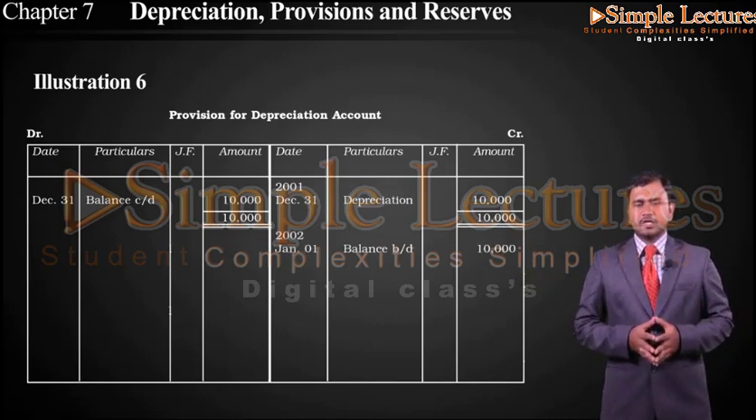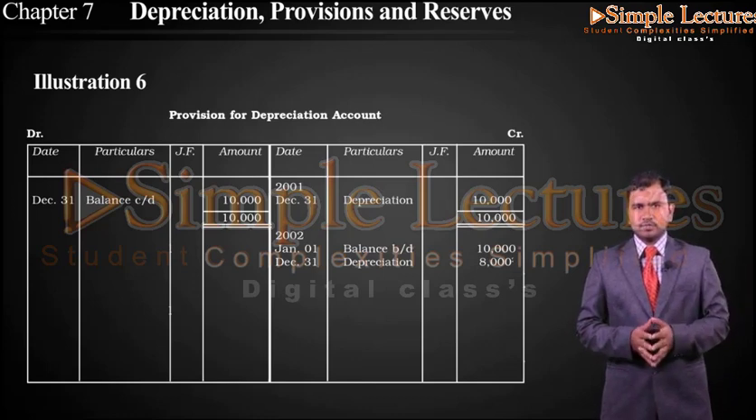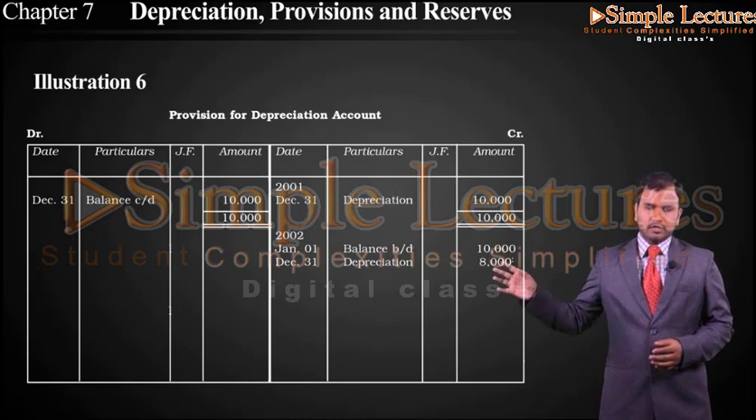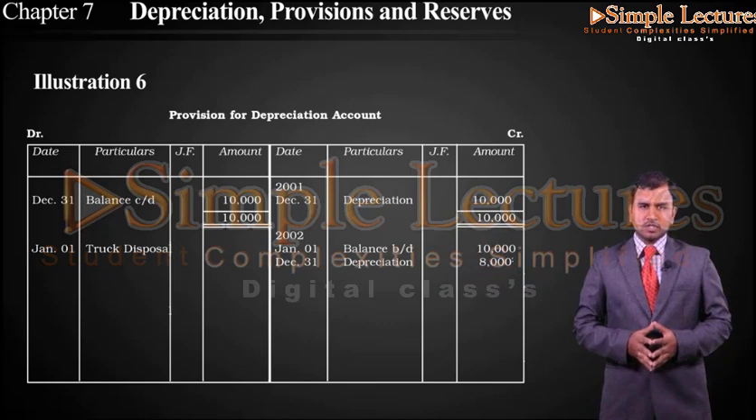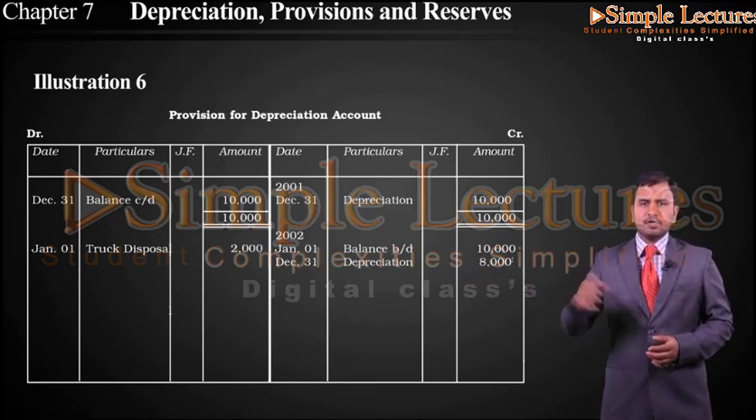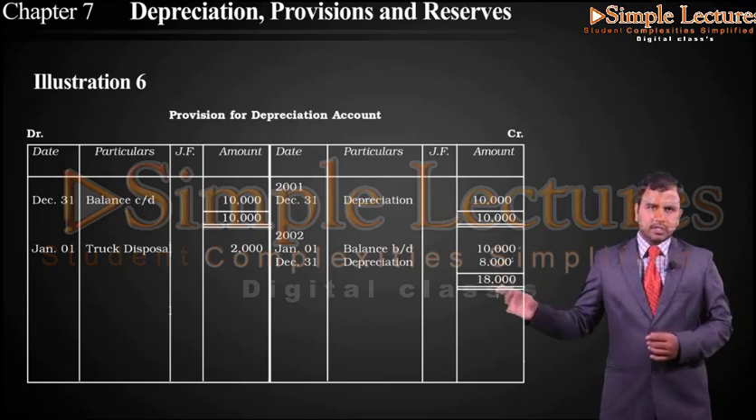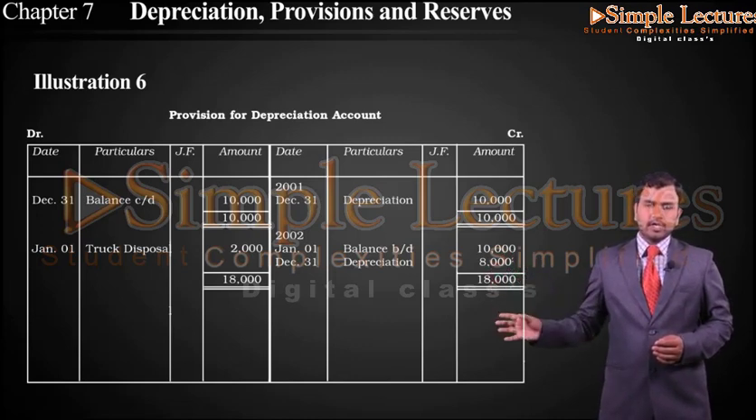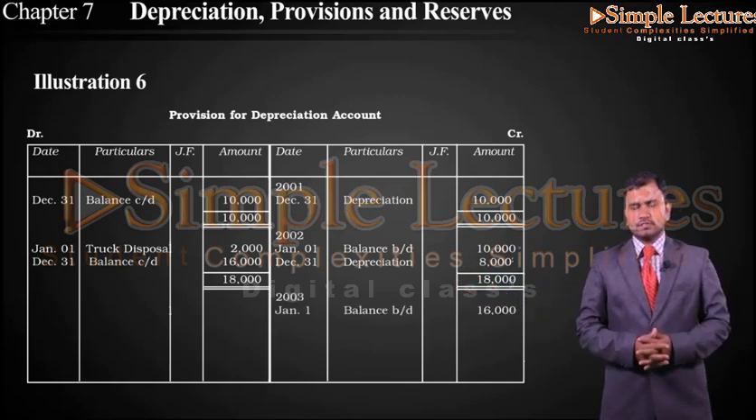And again the second year depreciation we have, which is charged on 31st December 2002, depreciation 8,000. In this year we have a disposal of account where the depreciation charged on the disposed account will be shown in the debit side. So on the date Jan 1st 2002, truck disposal account 2,000 rupees. Then we are going to close the account. Credit side total 10,000 plus 8,000, 18,000, and same total in the debit side 18,000. Then the difference will be the balance carried down, 18,000 minus 2,000, 16,000 balance carried down and 16,000 balance brought down.